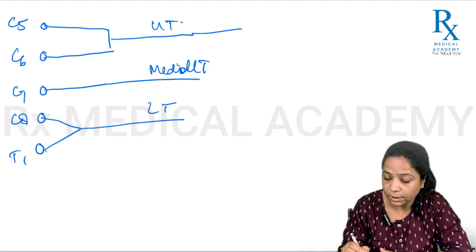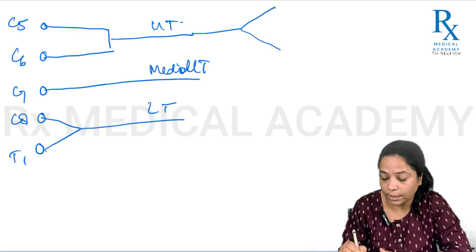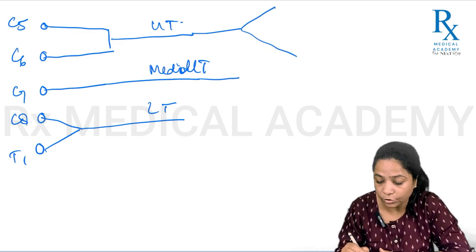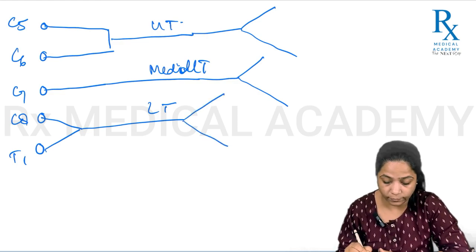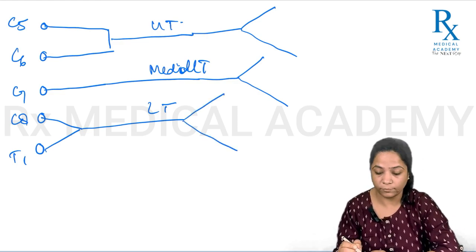The upper trunk divides into anterior and posterior divisions. Again, the middle trunk divides into anterior and posterior divisions. The lower trunk also divides into anterior and posterior divisions.